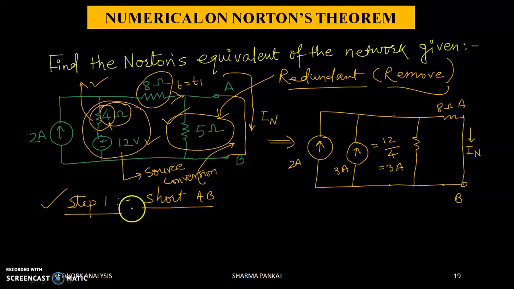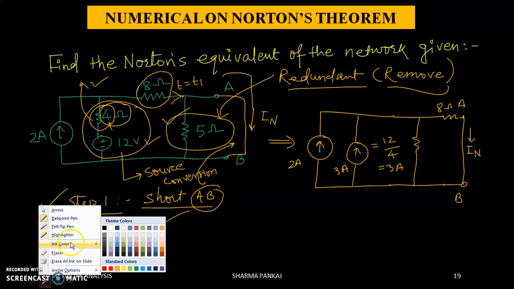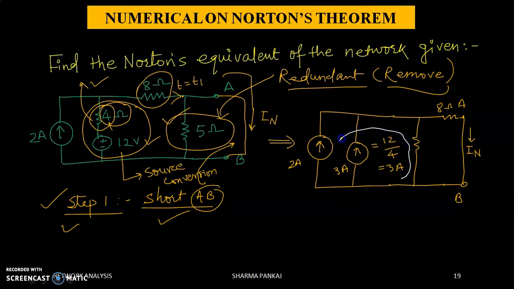So now, after we have applied step 1, we have short circuited terminal AB. We have removed the redundant circuit part, that is the 5 ohm resistor. We have to analyze the circuit very clearly, which is important for our purpose of getting the response. Now this is your circuit. This is your converted part. Let me draw it another way. This is your source conversion along with this parallel resistor, which is your 4 ohm resistor.